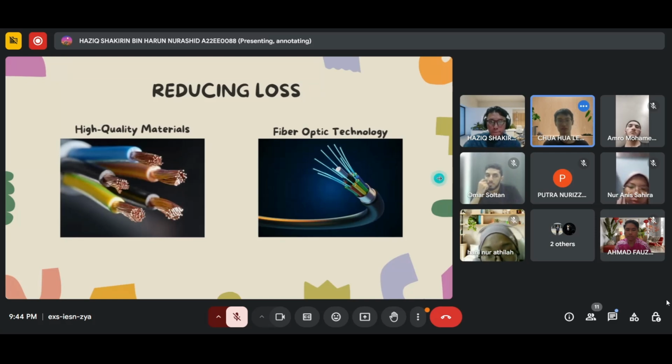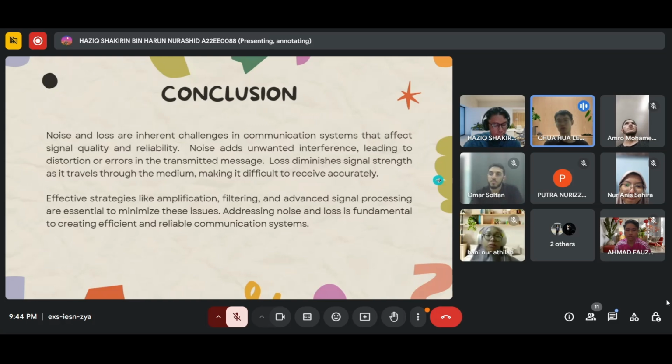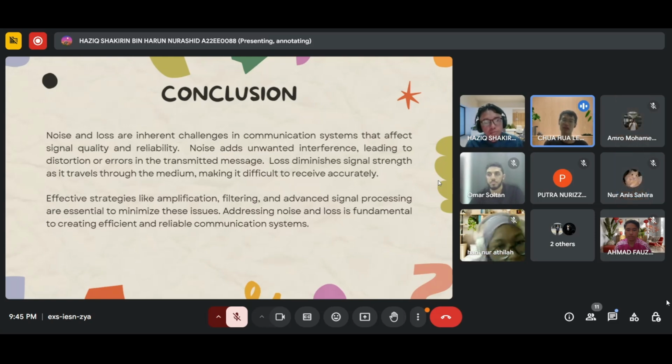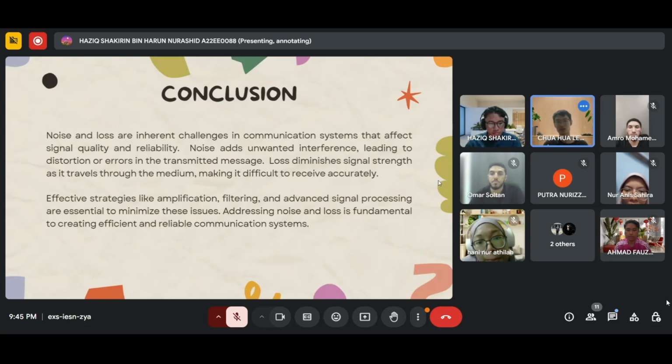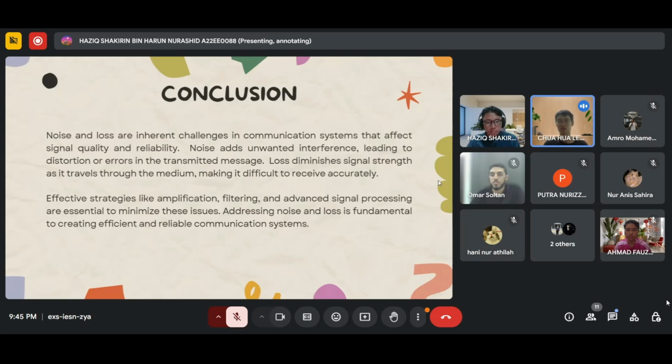Next, I would like to conclude on what we have discussed just now. Noise and losses are inherent challenges in communication systems that affect signal quality and reliability. Noise adds unwanted interference, leading to distortion of or errors in the transmitted message. On the other hand, losses diminish signal strength as it travels through the medium, making it difficult to receive it accurately. Therefore, we need effective strategies like amplification, filtering, and advanced signal processing, which are essential to minimize these issues. Addressing noise and losses is fundamental to create an efficient and reliable communication system. That's all from us. Thank you.